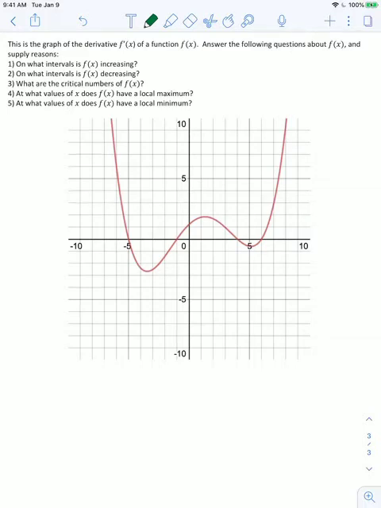Hello, here's our next video covering examples from section 4.3 of our calculus text. We're just going to look at one example in this video, and we're looking at it right here.